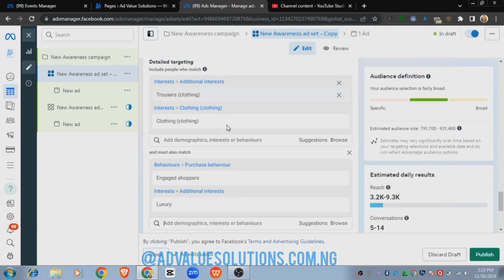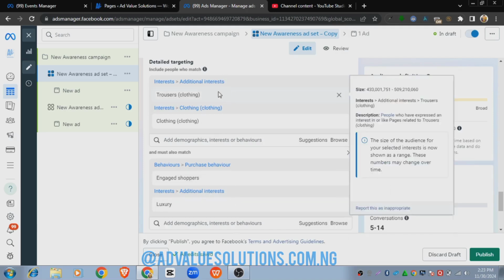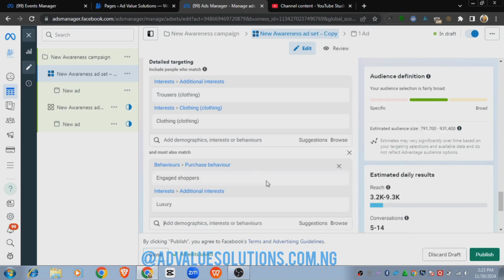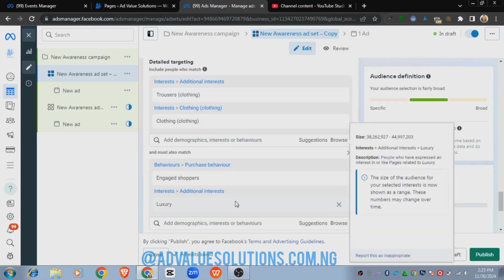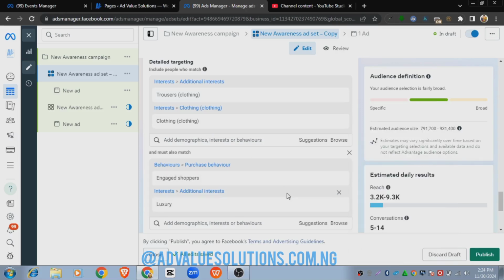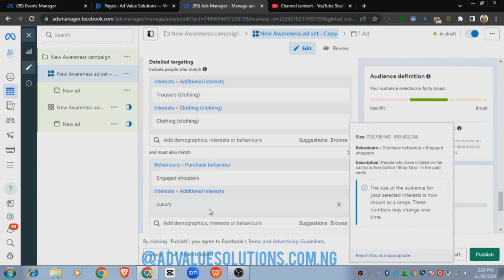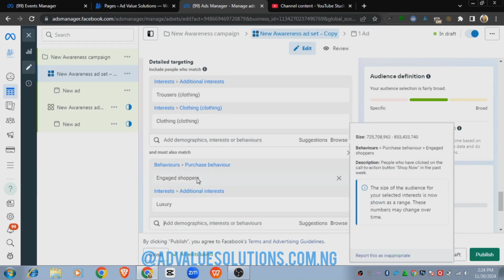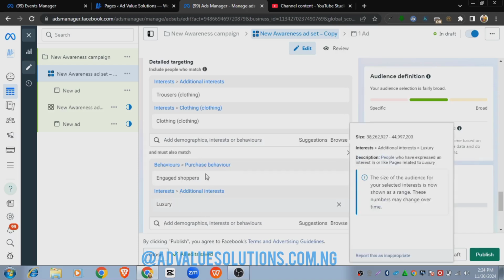So first things first, the person is definitely interested in trousers and clothing, and is an engaged shopper, and may also be interested in luxury. So you can mix this up, whatever you are selling. Let me say this is the interest section, and this is the price section. If what you're selling is not expensive, you don't need to add these things here. It's just going to make your CPM higher.